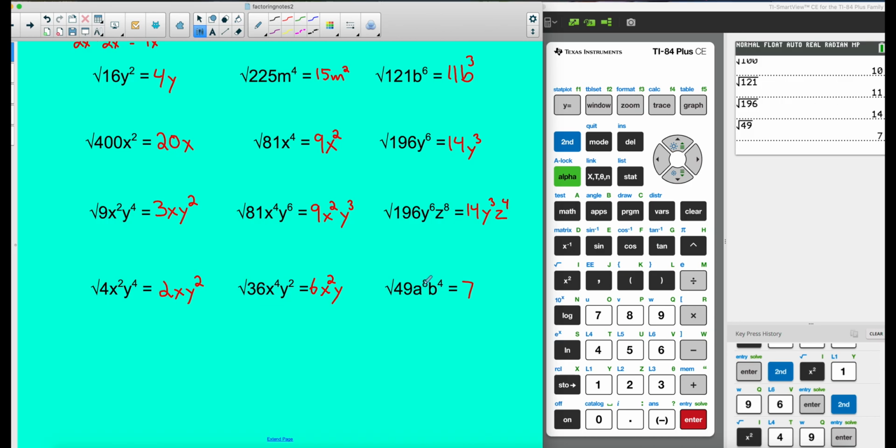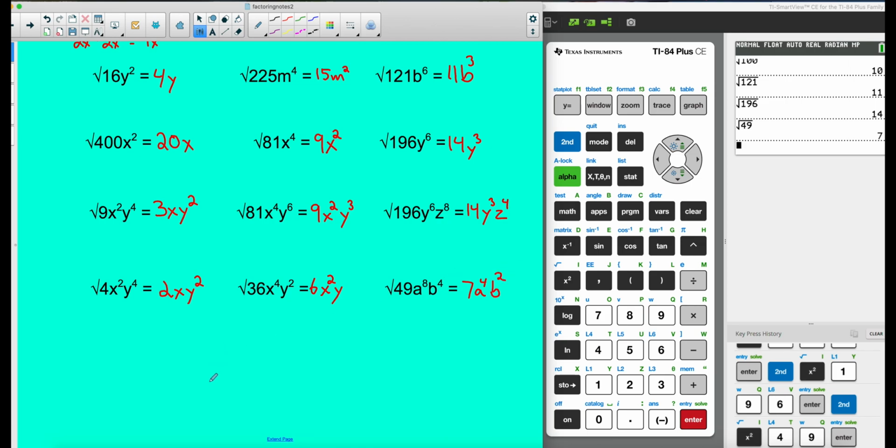The square root of a to the eighth. So it's a. 8 divided by 2 gives you 4. And now b to the fourth. So put your b. Square root of b to the fourth, guys, just divide your exponent by 2. 4 divided by 2 is 2.